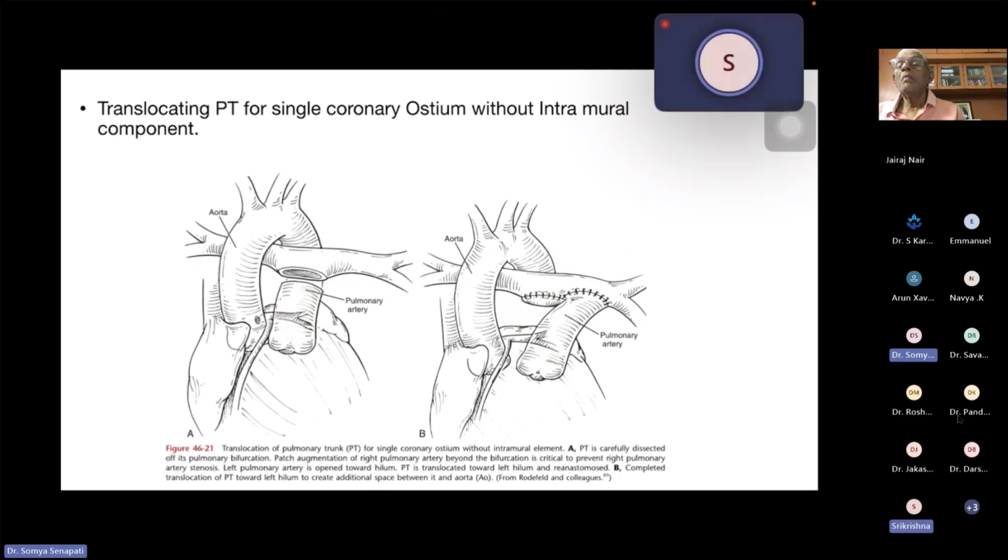Next, we will see translocation of the pulmonary trunk for a single coronary ostium without an intramural component. In this case, the pulmonary trunk is carefully dissected up to its bifurcation. Patch augmentation of the RPA beyond the bifurcation is critical to prevent RPA stenosis. The left pulmonary artery is opened towards the hilum. Then the trunk is translocated towards the left hilum and re-anastomosed, to create additional space between the PA and aorta. It is done in case of a single ostium.